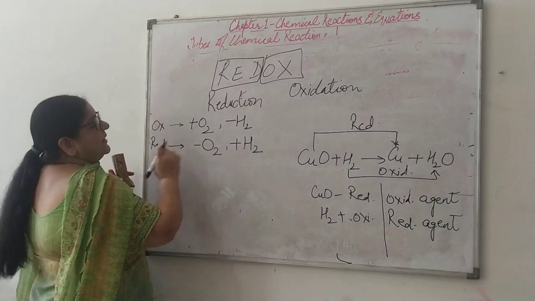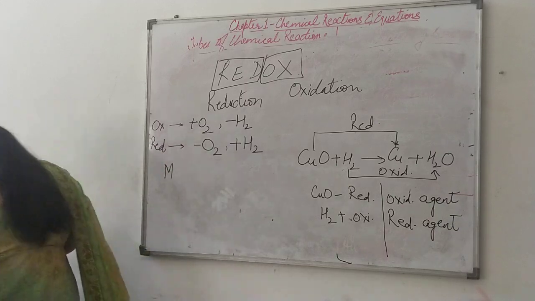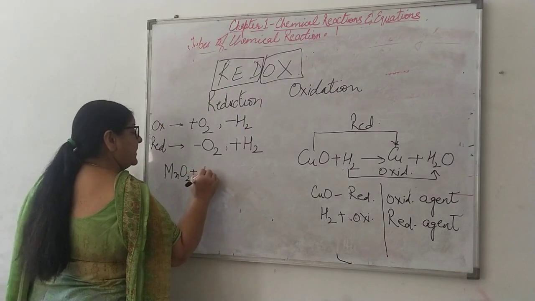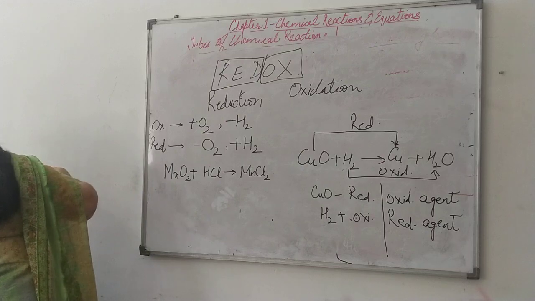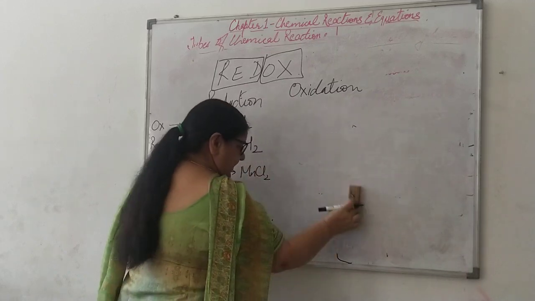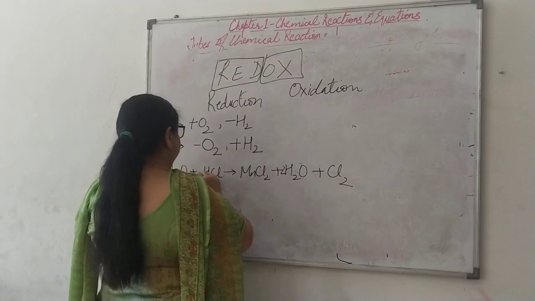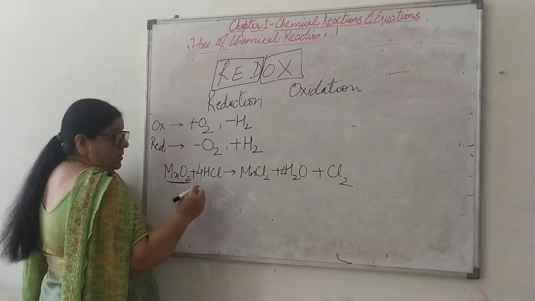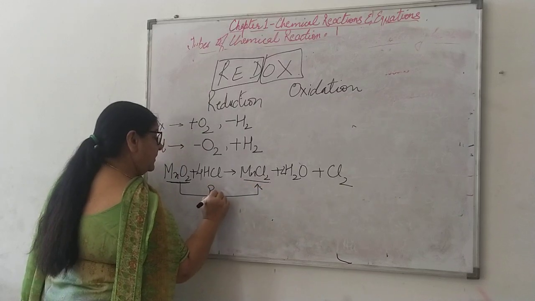Now one more example of this we'll take, where I was talking about hydrogen. If you take MnO2 plus HCl, it will form MnCl2 plus H2O plus Cl2. Here we will see that from MnO2 oxygen is removed. So this gets reduced.